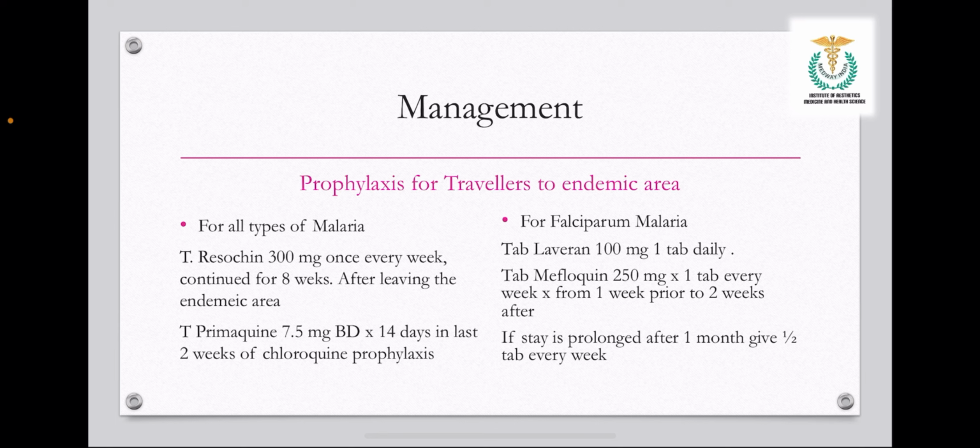area. Tab primaquine 7.5 mg BD for 14 days in the last 2 weeks of chloroquine prophylaxis. This is for all types of malaria. For falciparum malaria, you can advise tab doxycycline 100 mg 1 tab daily from 1 week before travel to 4 weeks after leaving the endemic area, or tab mefloquine 250 mg 1 tab every week from 1 week prior to 2 weeks after. If the stay is prolonged beyond 1 month, you can prescribe half a tab every week.